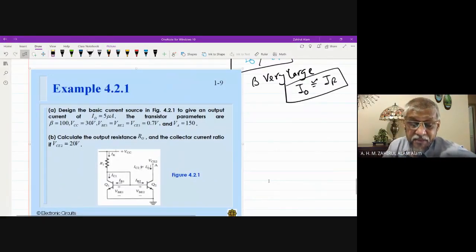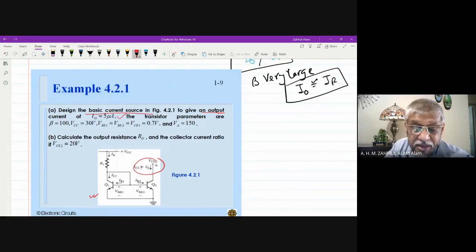So what does it mention? Design the basic current source to give an output current of 5 microampere. The transistor parameters are beta, supply voltage 30, VBE1, VBE2, and VBE1 and also VCE1 are the same, equal to 0.7. And the early voltage is 150. So we see the first part.